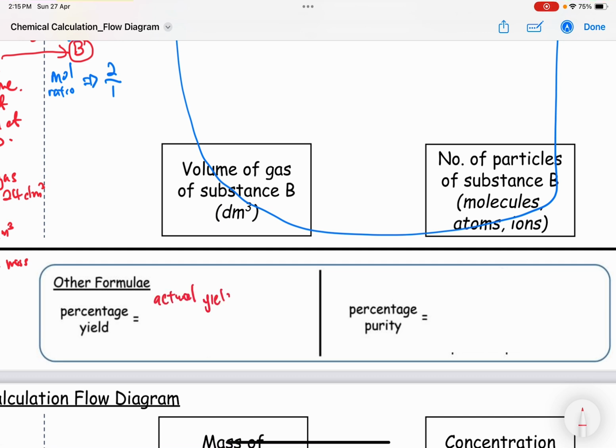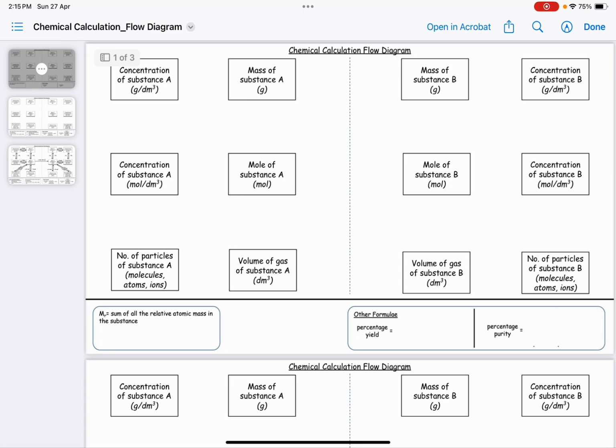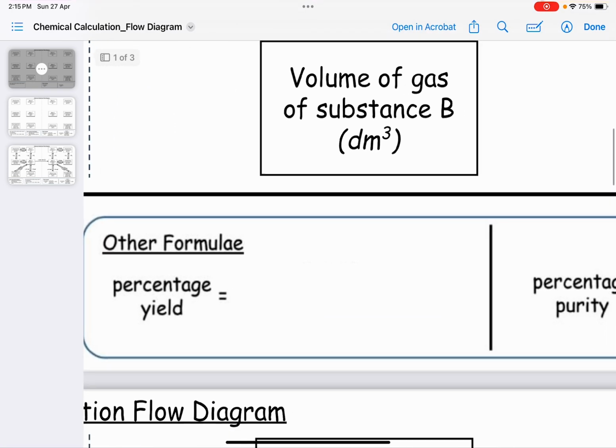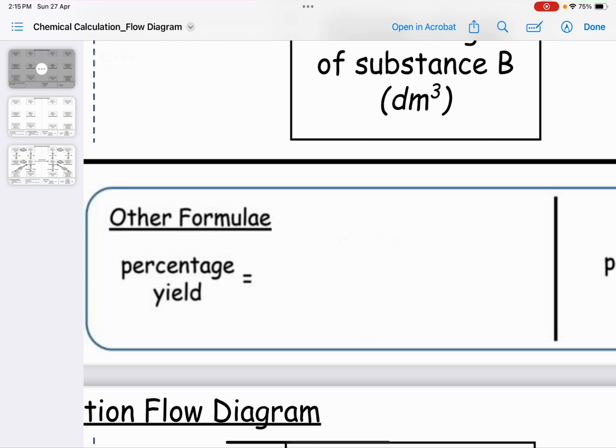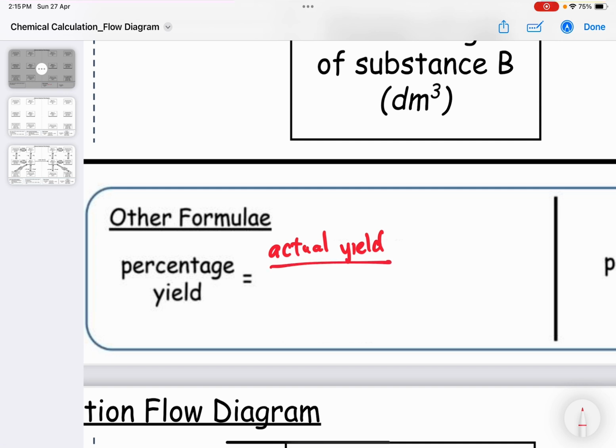Actual yield is the amount of product formed, divided by the theoretical maximum yield, multiplied by 100 because it's a percentage. So finding percentage yield is trying to find out the actual amount of products formed, divided by the maximum that I can get if I calculate it, and then taking a percentage of them.